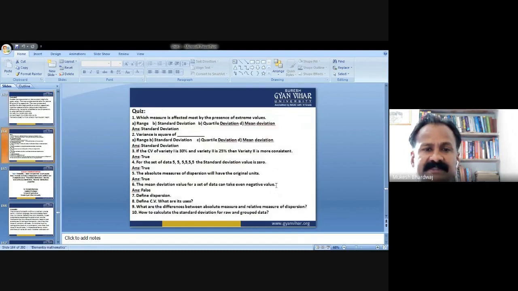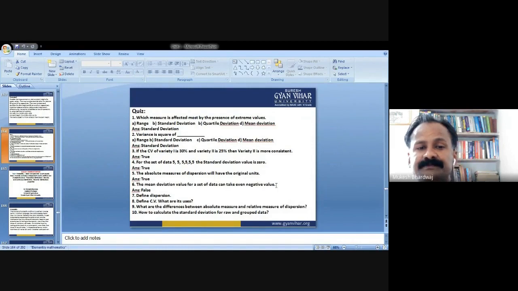Now this is the quiz time. You may just note down the questions. Which measure is affected most by the presence of extreme values? Second, variance is a square of what? Third, if the coefficient of variation of variety first is 30%, and variety second is 25%, then variety second is more consistent. The statement is true or false?